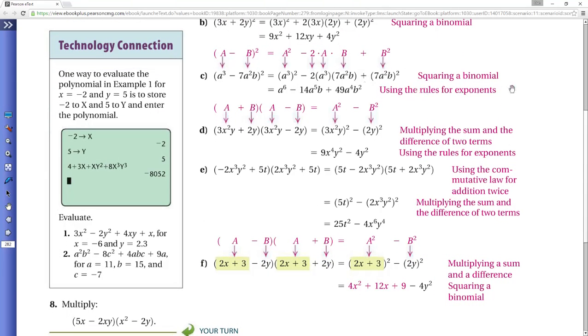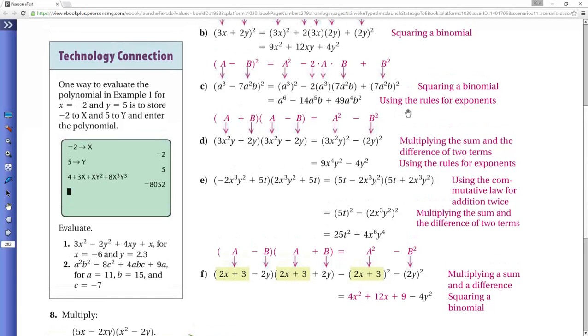It says using rules for exponents. We can apply these shortcuts we've used, like 7a squared b, all squared is 7 squared a to the 4th, which is 2 times 2, and b to the 2, which is 2 times 1.